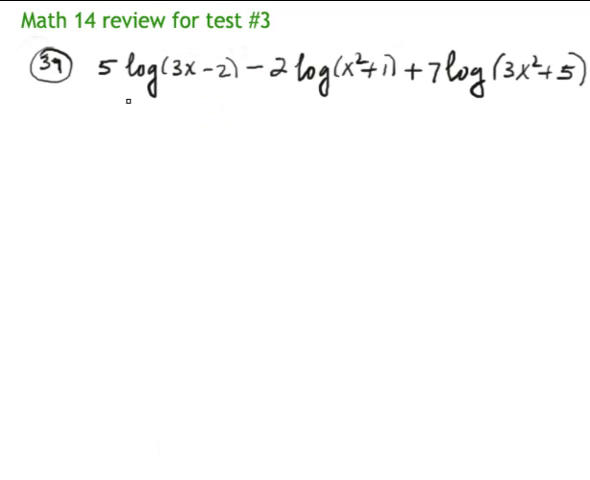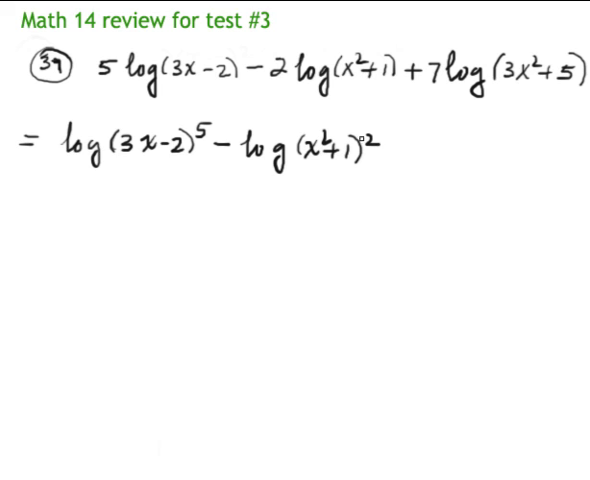Now we're going to do the opposite of what we did in the previous problem. We're going to actually condense this time. So first let's bring up those exponents. So I'll bring the 5 up and put it here. And bring the 2 also up to the exponent.